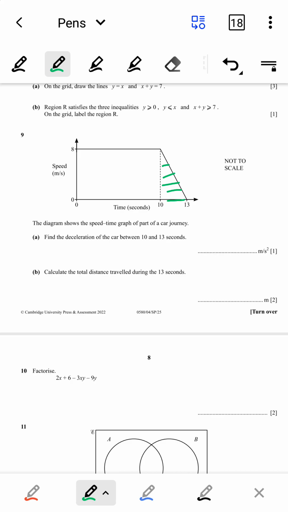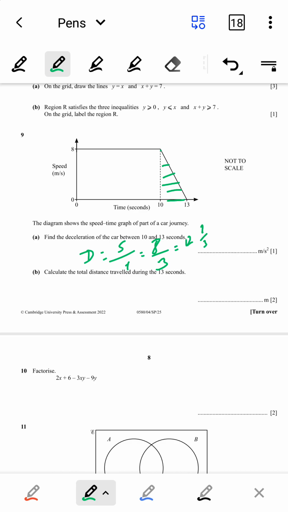Okay, so from here the deceleration will be speed divided by time, that is 8 by 3. We can mention it in a decimal or mixed number, 2 2/3 or 8 by 3, both you can write. Next: calculate the total distance traveled during 13 seconds.